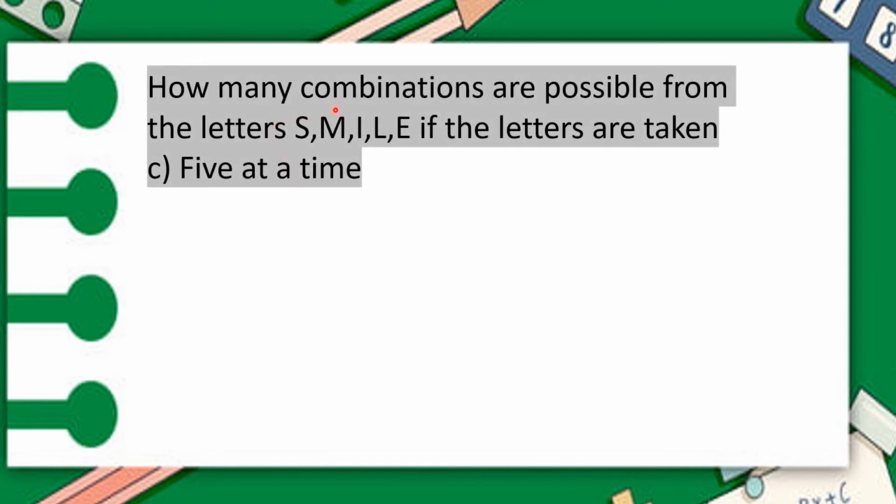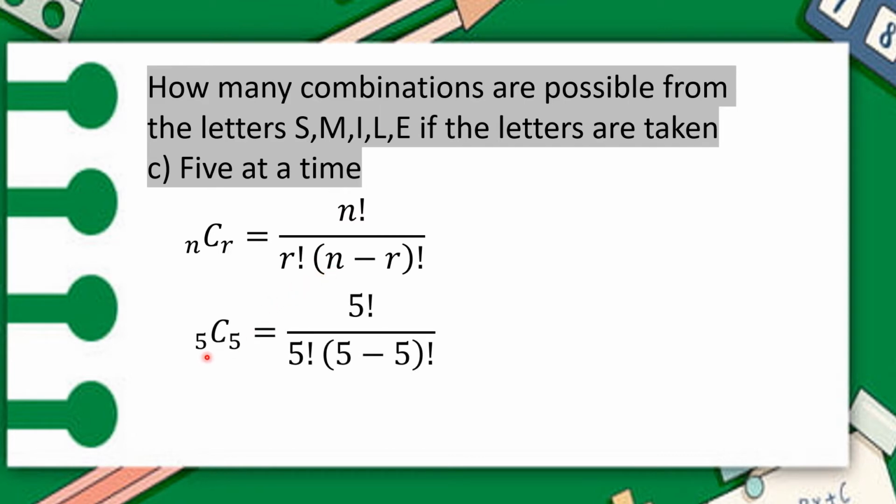Next problem, how many combinations are possible from the letters SMILE if the letters are taken 5 at a time? So same problem again, but this time we're going to take 5 letters at a time. So using again the formula of the combination, yung value ng n natin will be equal to 5, and of course yung r natin is 5 kasi 5 at a time.